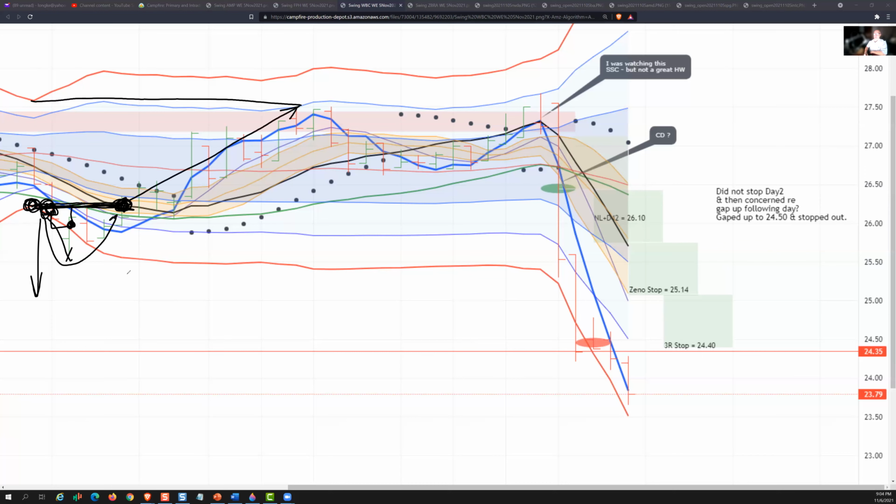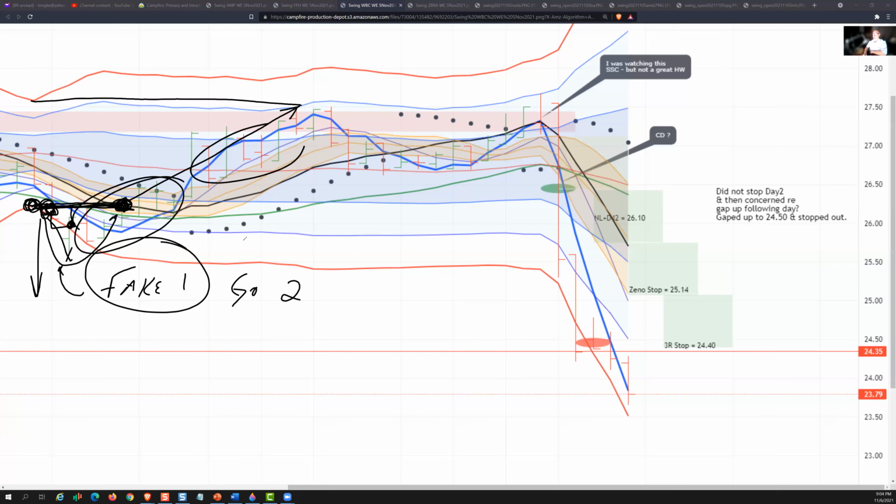So that is the fake 1, go 2. It fakes 1 leg down, and then it reverses, and then you get leg 1, leg 2. That's what we mean by it goes 2 legs. And the giveaway was this, the PSAR flip inside here. So that's part of the Z3 pinch trade pattern, one of the more advanced patterns.